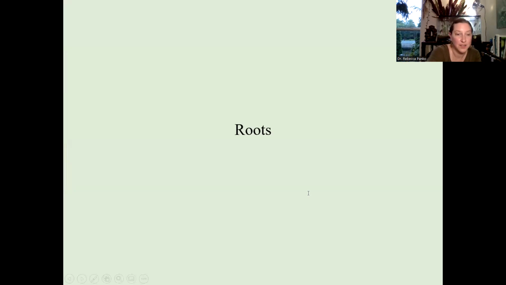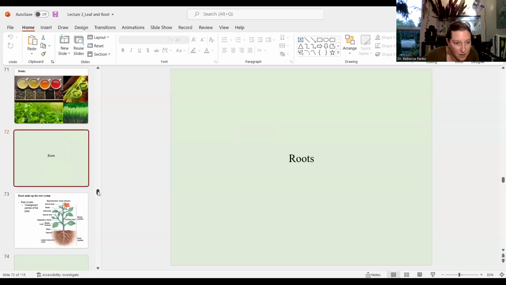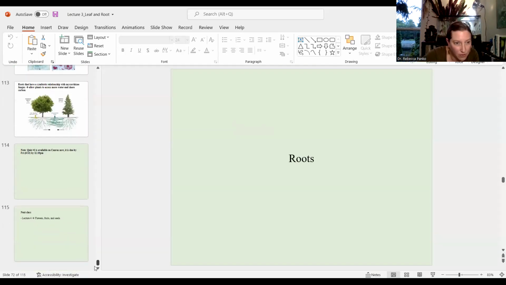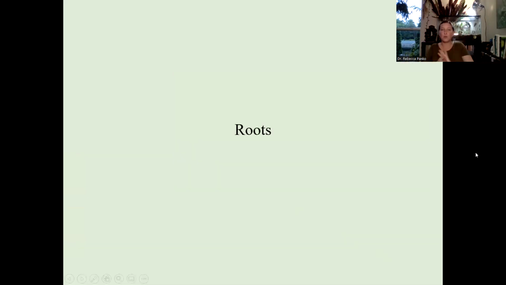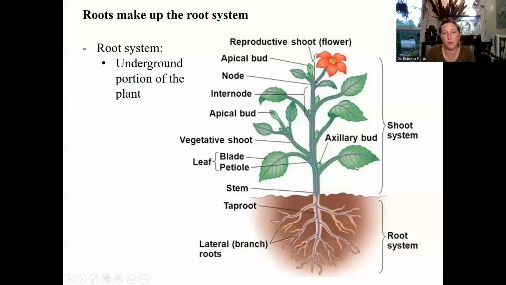Okay, see how we got here. Roots. I think roots we can get through a lot faster. All right. So most of today is about leaves. We will talk about roots a little bit, but we won't have to go as slow for parts of it because we already went through it today. So this is that same schematic, the root system is what is usually below the ground, right?